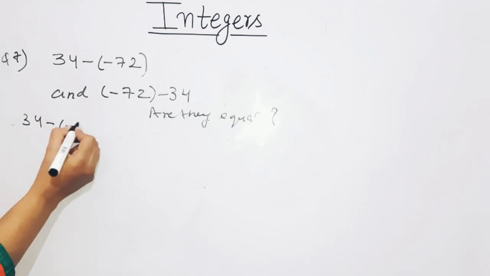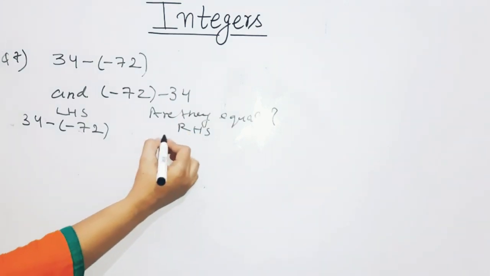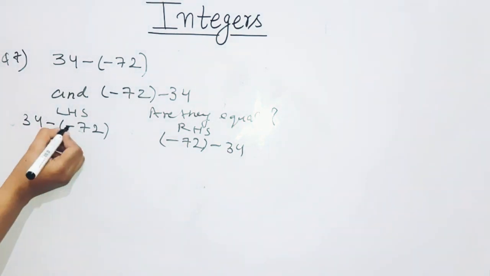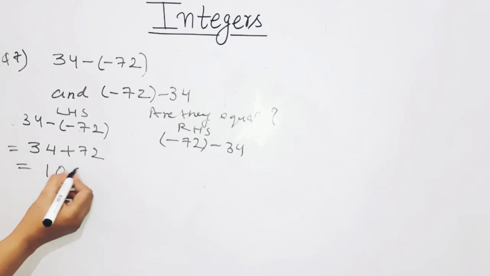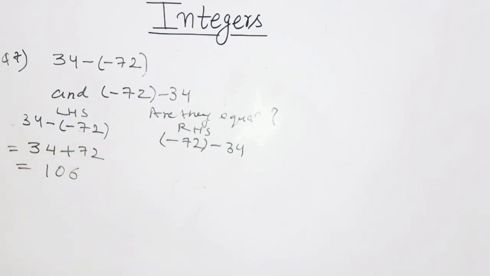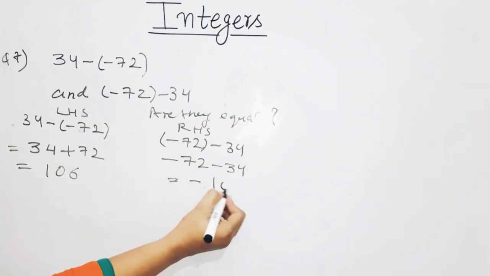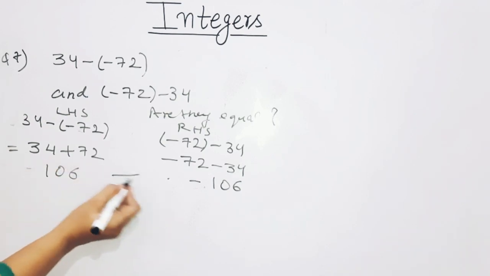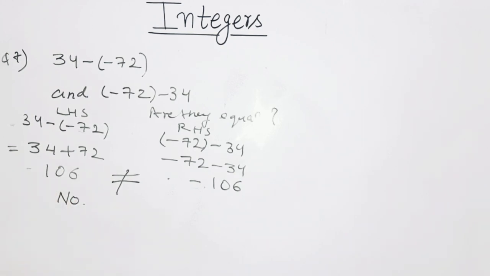34 minus 72, we are taking like that, LHS and then RHS. So I will be taking here minus 72 minus 34. So minus minus is going to become plus. So here the answer is 106. Now solving the right hand side. Minus 72 minus 34. Minus minus is plus, but whose sign is applied? The sign of the minus is applied. See, minus 106 and 106. Are they equal? No, they are not equal. So we are going to write like that. No, they are not equal.